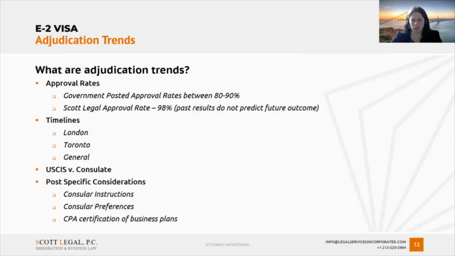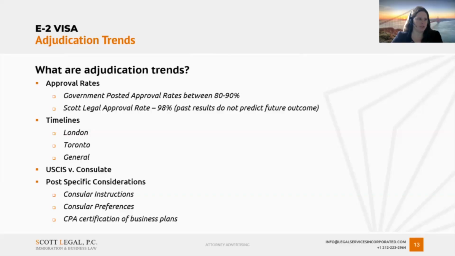Two significant changes recently, which may impact this. One is that interview waivers, the policy really changed and got much more restrictive. It used to be that people under 14 or over 79 did not need to attend interviews. Now that waiver is gone and they all have to attend interviews.